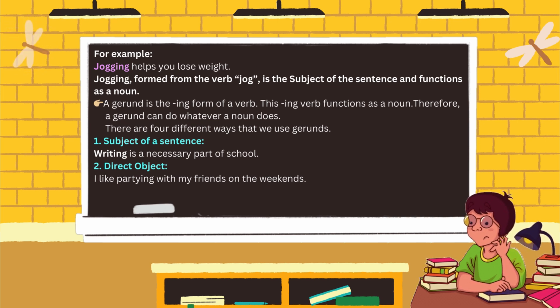A gerund is the ing form of a verb. This ing verb functions as a noun. Therefore, a gerund can do whatever a noun does. There are four different ways that we use gerunds. 1. Subject of a sentence. Writing is a necessary part of school. 2. Direct object. I like partying with my friends on the weekends.